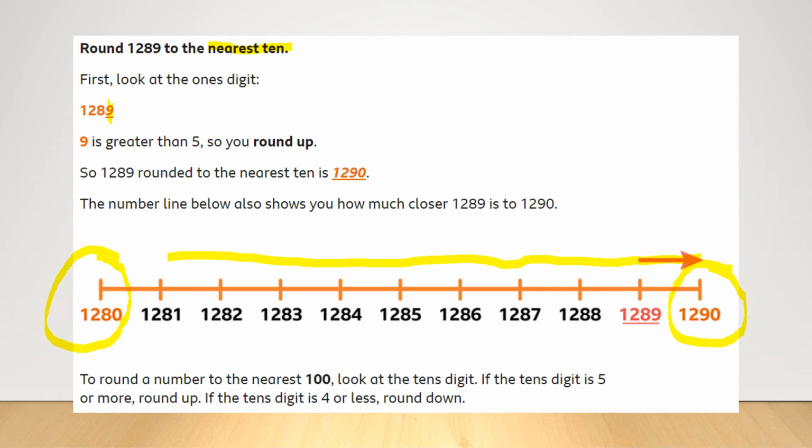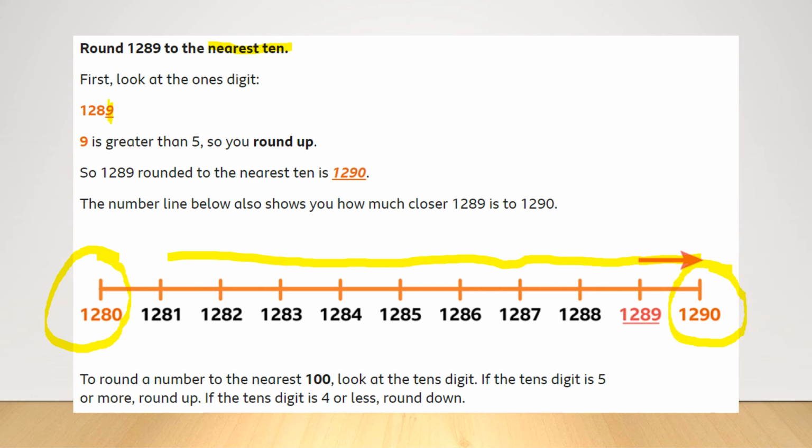Okay, so over these next few slides, I'm just going to give you a couple of examples. The first one is round 1,289 to the nearest 10. So first of all, remember what it said on the previous slide. Look at the digit to the right of the number that you're rounding up to. So if I'm rounding to the nearest 10, I look at the ones digit, which in this case is 9. 9 is greater than 5, so you round up.